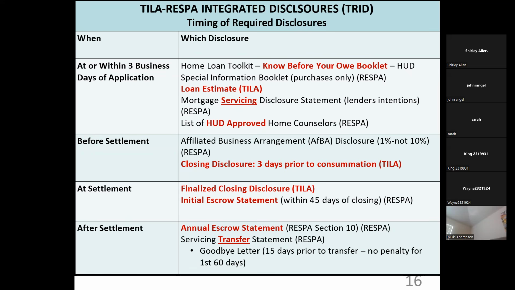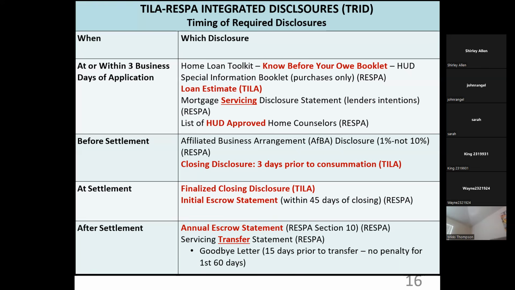The home loan toolkit, it used to be called a Know Before You Owe booklet. It's a booklet created by HUD. It's a special information booklet for purchases only. RESPA says you have to get it within 3 business days, excuse me, of the application. Then we have the loan estimate. Those things in red are TILA documents, but RESPA controls when you give them out.